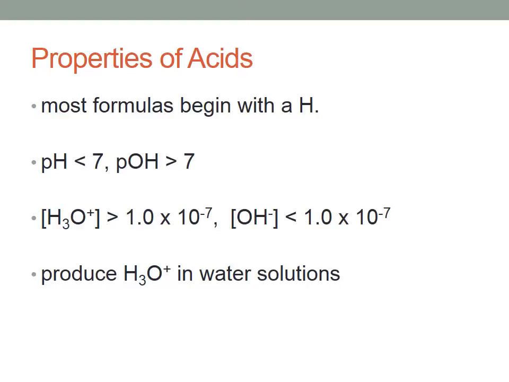Most acids have formulas that begin with a hydrogen. Their pH is less than 7, or the pOH is greater than 7, and we'll talk about these two later on also. The H3O+ concentration, or the hydronium ion concentration, is greater than 1.0 times 10 to the negative 7. Or the OH, or the hydroxide concentration, is less than 1.0 times 10 to the minus 7. And they produce hydronium ions in water solutions.